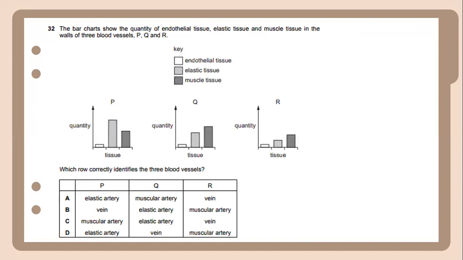The bar chart shows the quantity of endothelial tissue, elastic tissue, and muscle tissue in the walls of 3 blood vessels, P, Q, and R. Which will correctly identify the 3 blood vessels? P represents an elastic artery, Q represents a muscular artery, and R represents a vein.